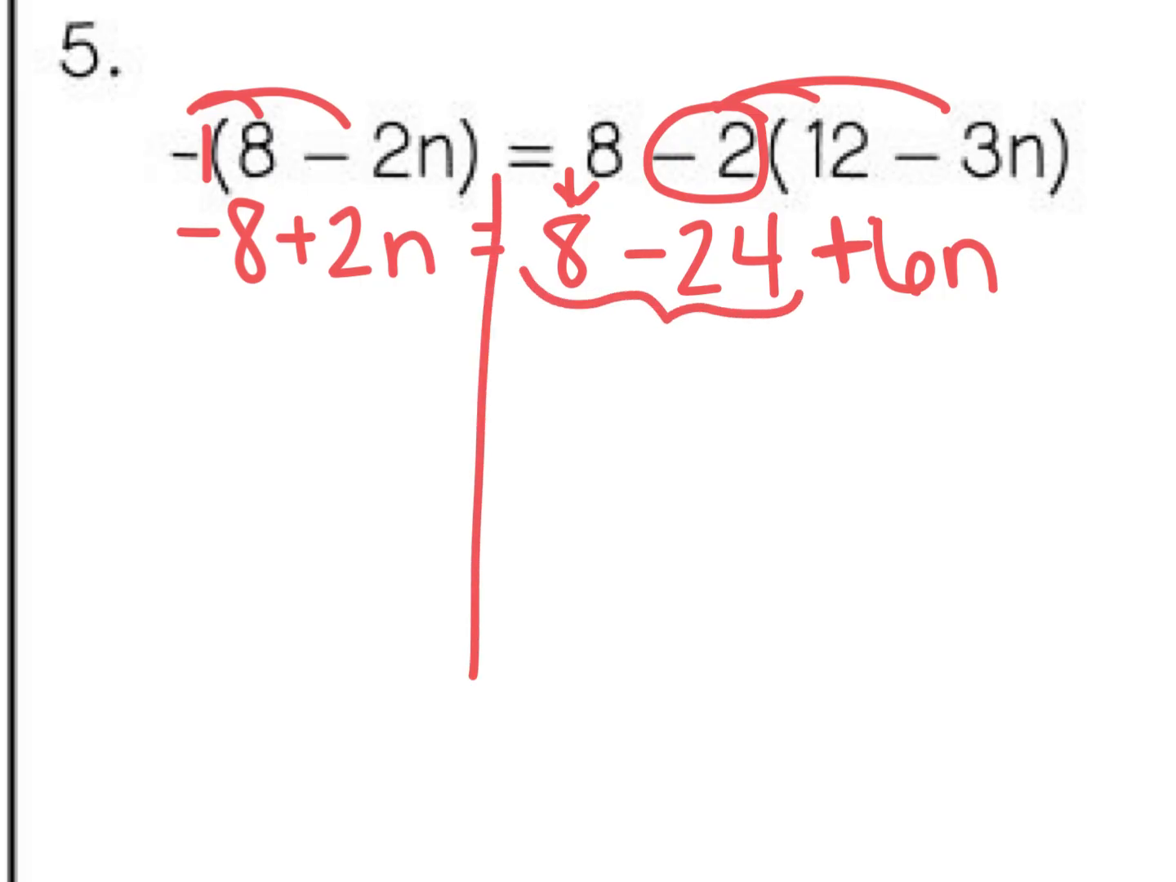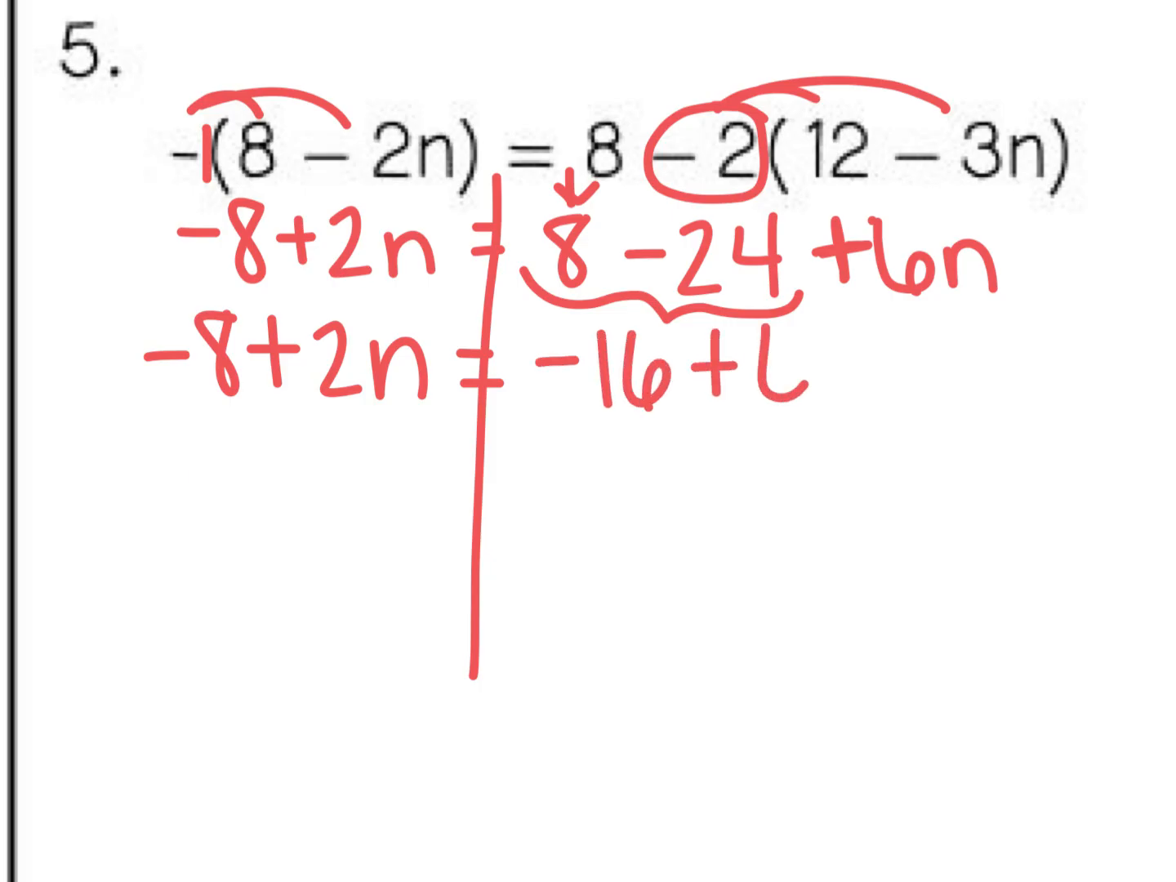Yes, this is going to be our first example of collecting like terms. They're on the same side of the equals. We can put them together. So on this left, we still have negative 8 plus 2n. What is 8 minus 24? Negative. Don't forget that sign. Negative 16. So, are we okay? That was our first example of that.